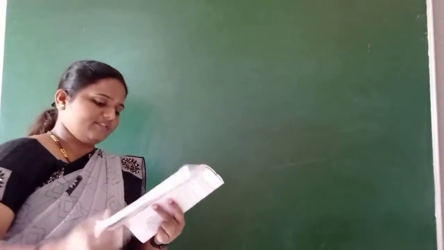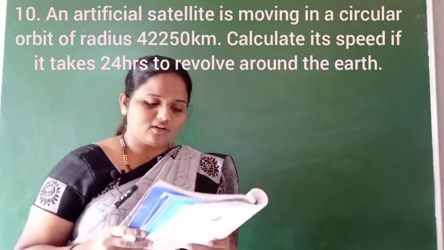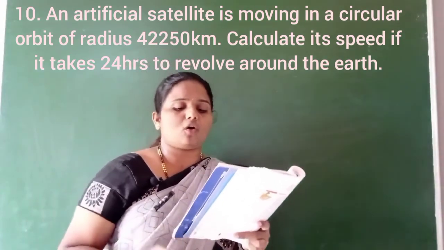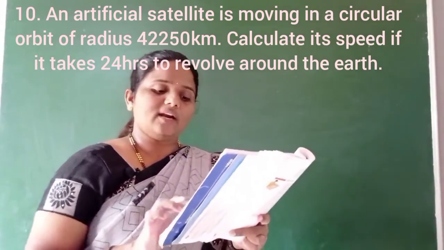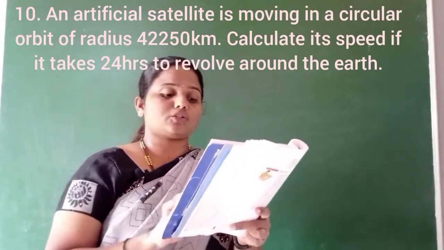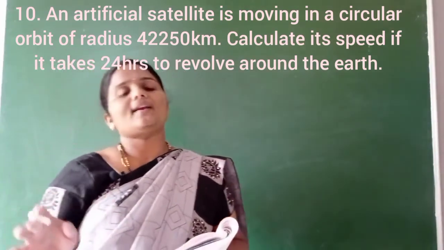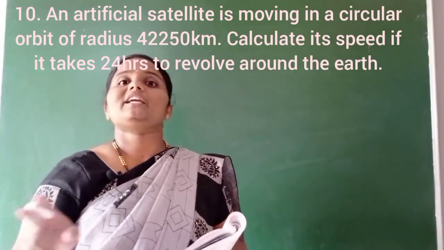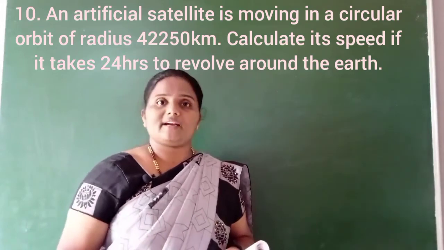Children, now we will solve 10th question, that is, an artificial satellite is moving in a circular orbit of a radius 42,250 km. Calculate its speed if it takes 24 hours to revolve around the earth. So children, we learned that in order to calculate speed of an object moving in a circular path, it can be given by the formula what, children? v is equals to 2 pi r divided by t. Isn't it, children? This is the formula.